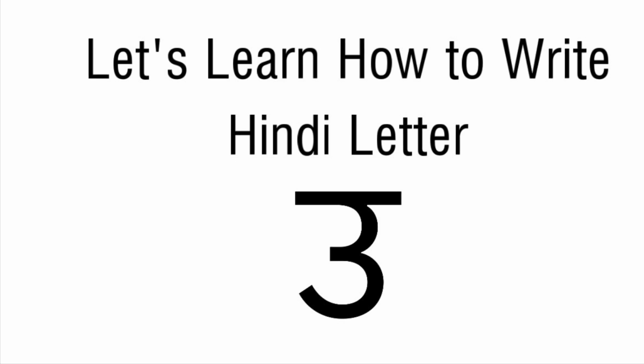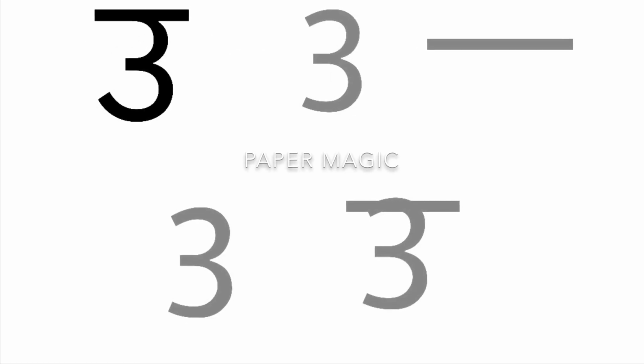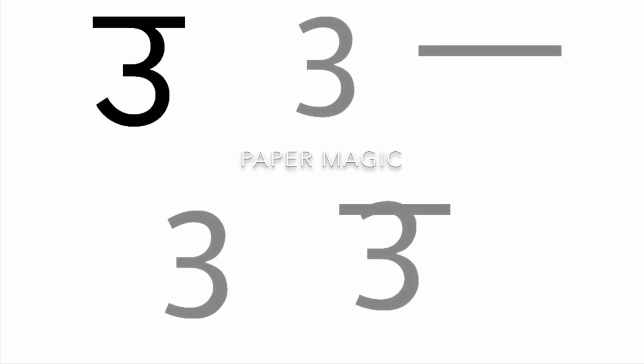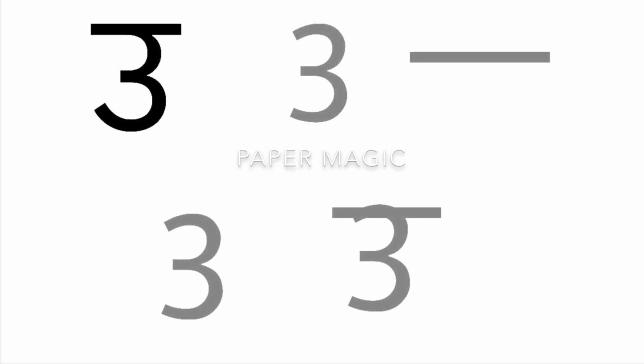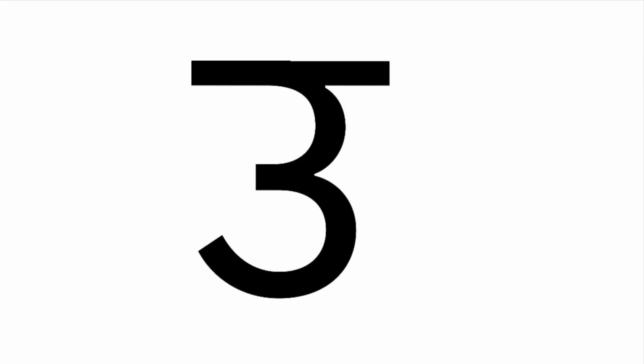Now let us learn how to write Hindi alphabet U. U is the easiest letter of all Hindi alphabets. You just need number 3 and a sleeping line. So first, draw number 3 in your 3-lined notebook or sheet, just like that. And then draw a sleeping line on the top. We have our Hindi alphabet U.